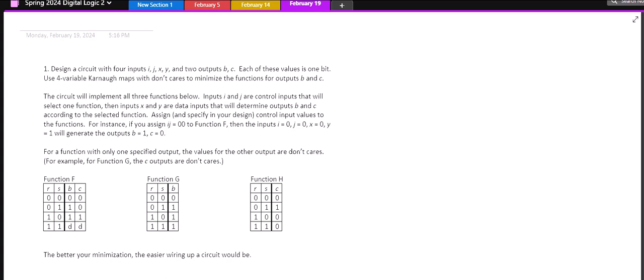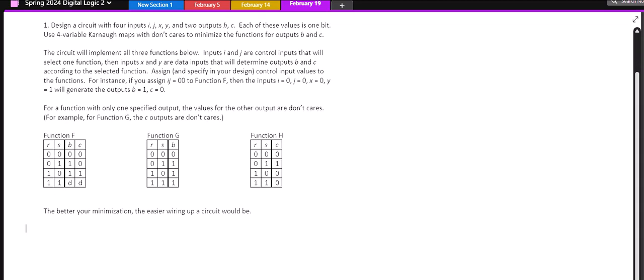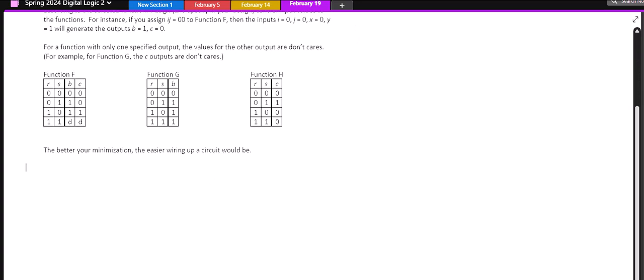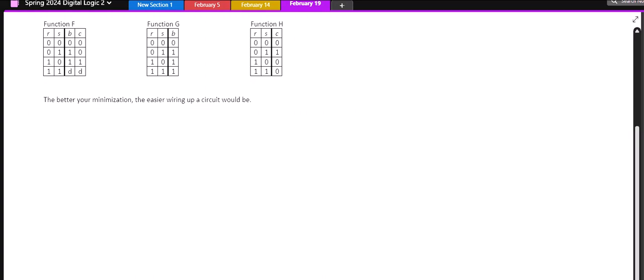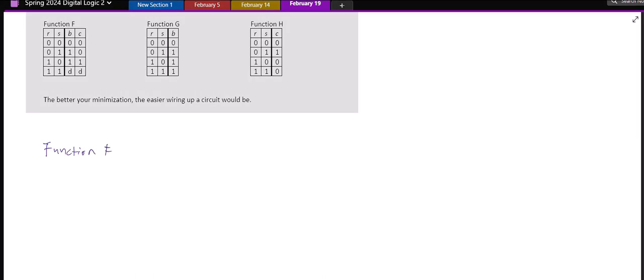I and J are control inputs that select one function. X and Y are data inputs that determine outputs B and C. And so we have that, and we have these various different truth tables. So let's make up something that is similar to this. So let's say function f looked like this.